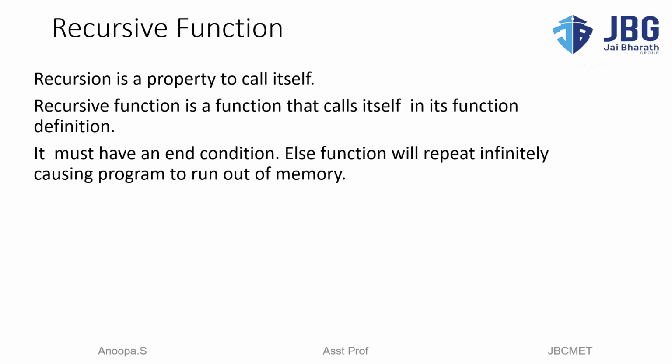Now the next important topic is recursive function. A recursive function means a function that calls itself repeatedly. Recursion is the property of calling itself. So a recursive function is a function that calls itself in its function definition. And since it is calling itself repeatedly, there should be some condition or criteria to end this function call. Otherwise the function will repeat infinitely, causing the program to run out of memory.